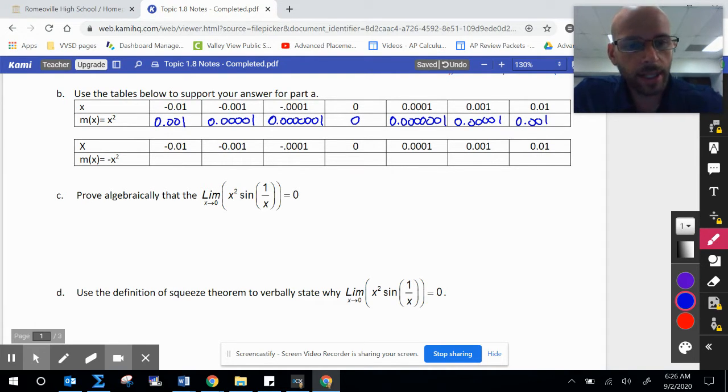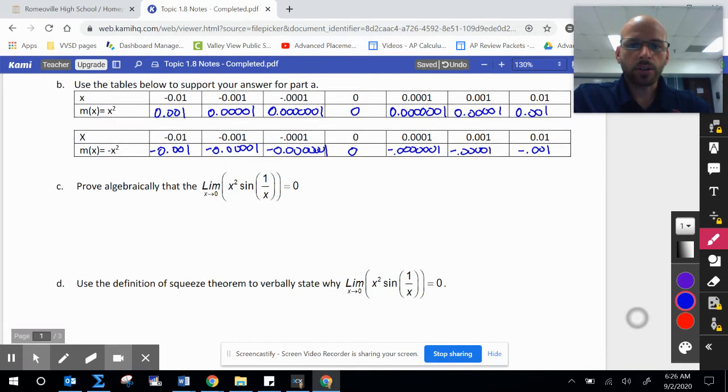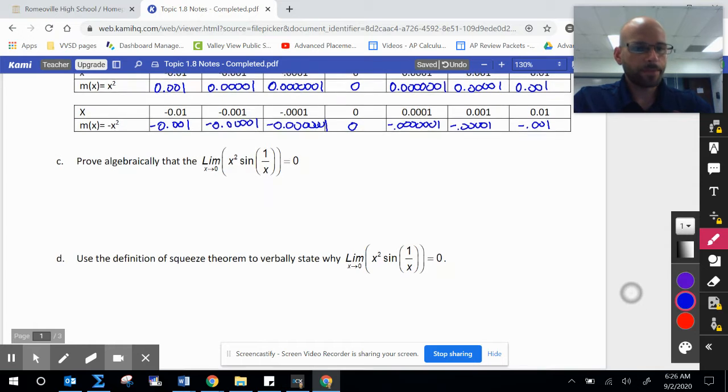Now I am going to do the same thing for down here. If you do a negative x squared, that's going to give you the same values, just negative. So I'm going to write those in there. You can see that this limit is also going to approach 0 from the left and from the right.